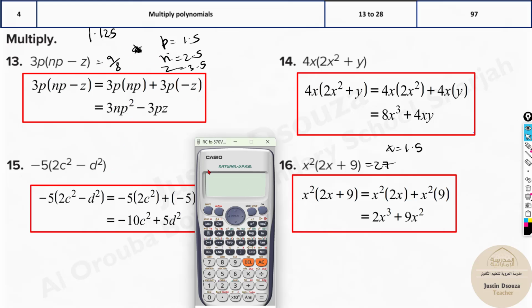Now, all the 4 options need to be done like this. What is n? 2.5 multiplied by p is 1.5 squared minus 3 times p is again 1.5 times 3.5. And the answer should match the question, 9/8. Now you might see, okay, this is so easy, but in the exam you will have four separate options. You have to keep on doing this, right? So multiplying this is so very easy, isn't it?